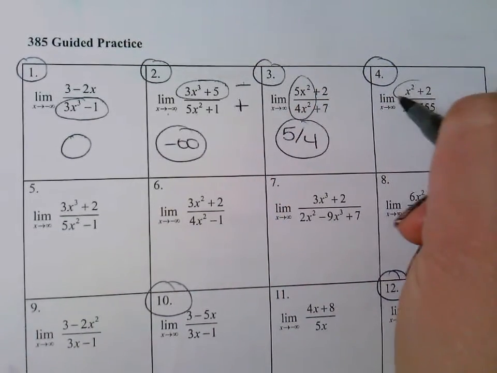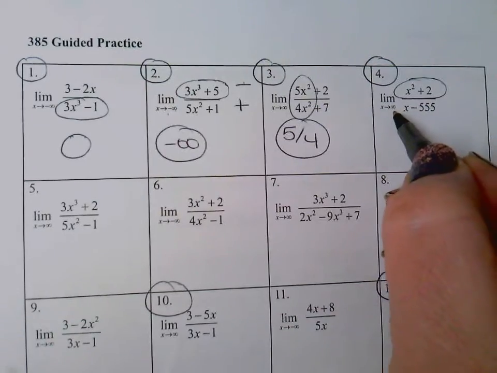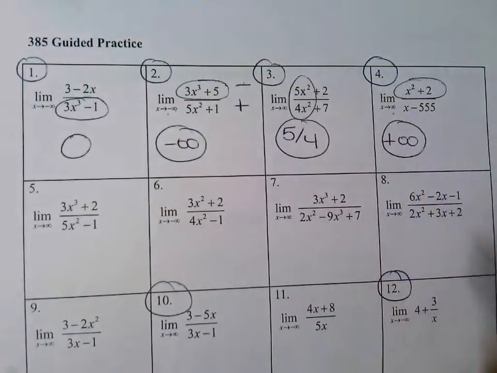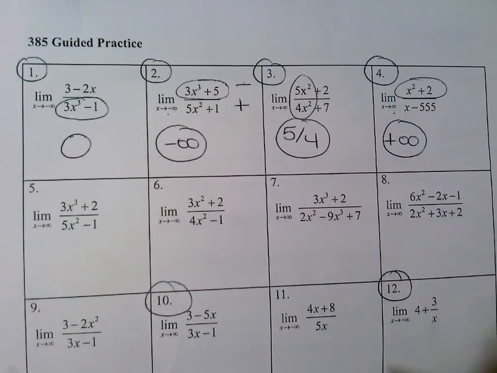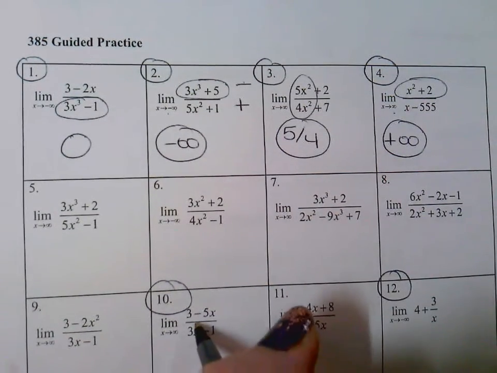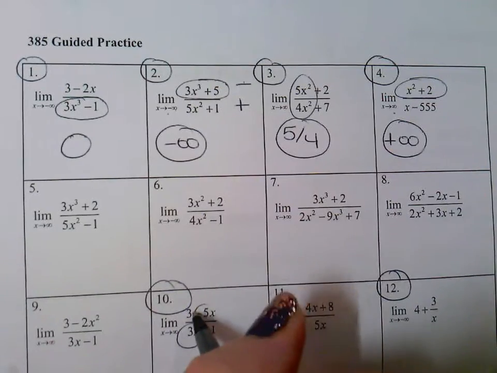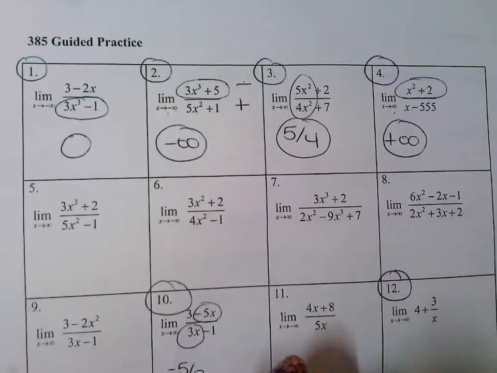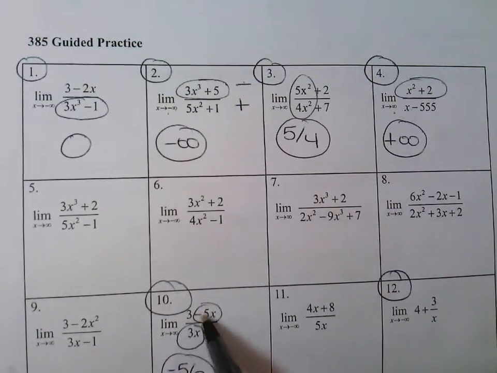Looks like the numerator wins. So when I plug in a positive number, positive divided by positive, this will approach positive infinity. Let's see, the powers are equal, so I have to be careful. The coefficients look like -5 and then 3. So it will approach -5/3. Be careful of that negative sign.